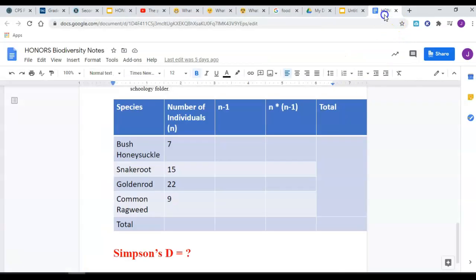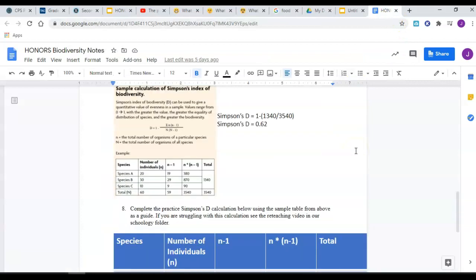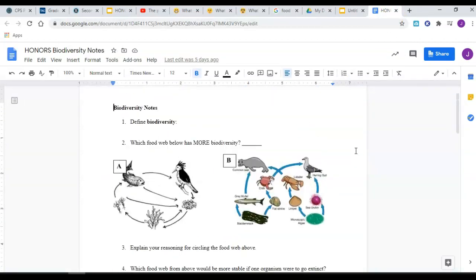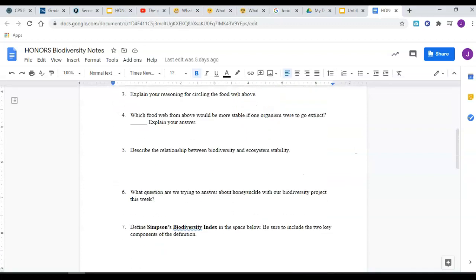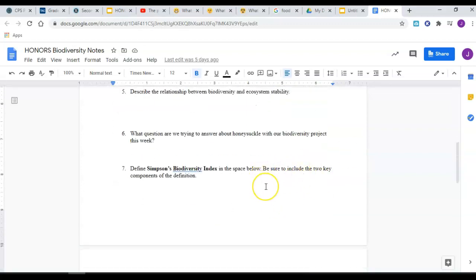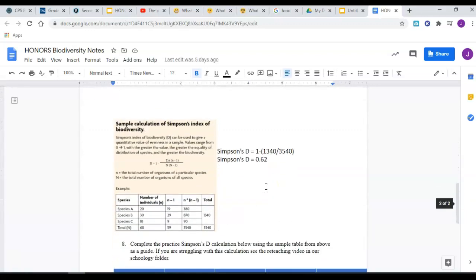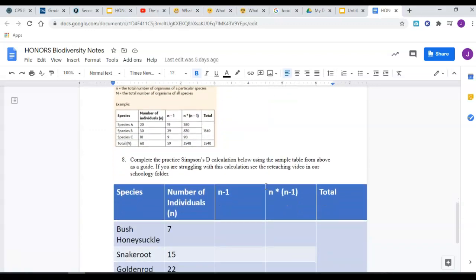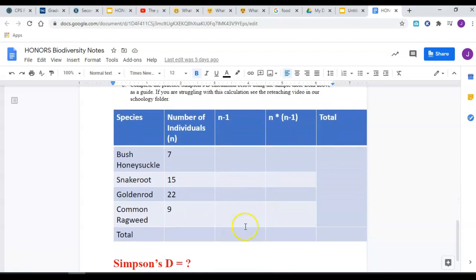If you go to the Google document that you opened up, you were taking your notes early on, the simple definition of biodiversity, and then you got down here to number 7 where it asks you to talk about species richness and abundance. So what I'm going to walk through with you now is how to do this practice calculation here at the bottom of your page. So it's much more difficult than just counting the number of species.